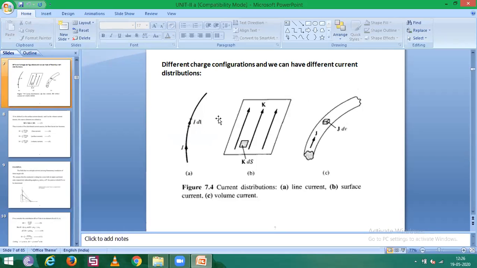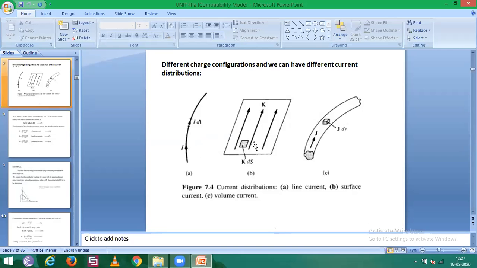So here IdL is your current element, KdS is your current element in surface charge, and JdV is the current element in your volume charge. Wherein, for the line current element IdL, I represents the current flowing through the conductor, whereas K represents the surface current density. Surface current density is equal to current per unit width. Next comes the volume current density J, which is equal to current per unit area.